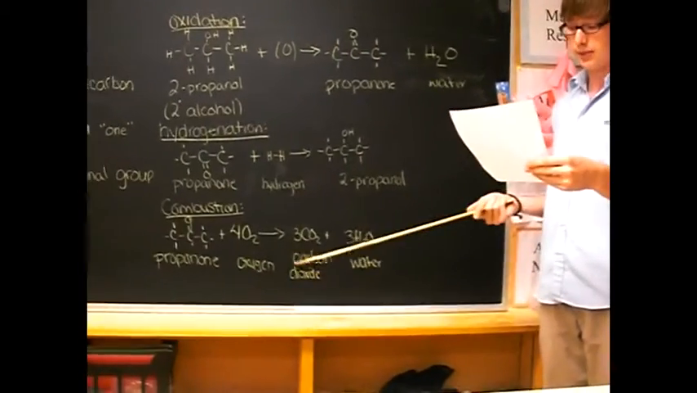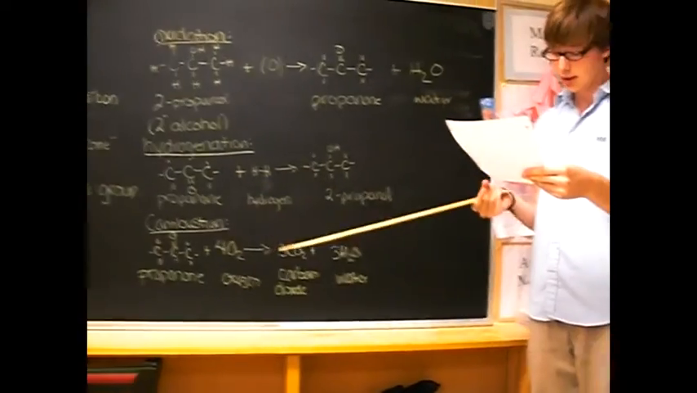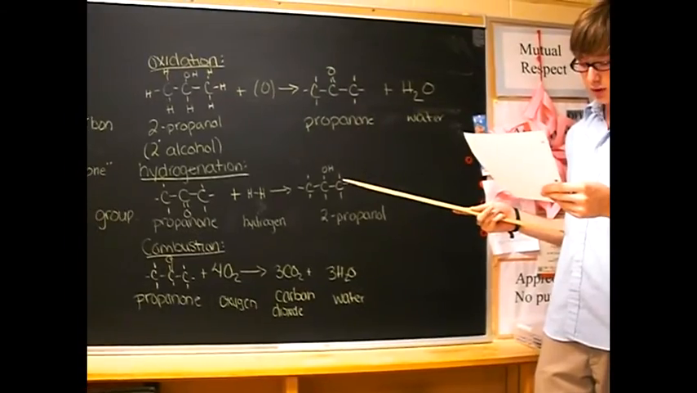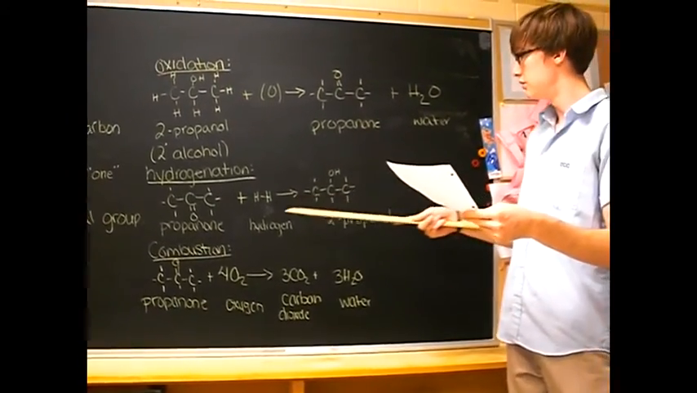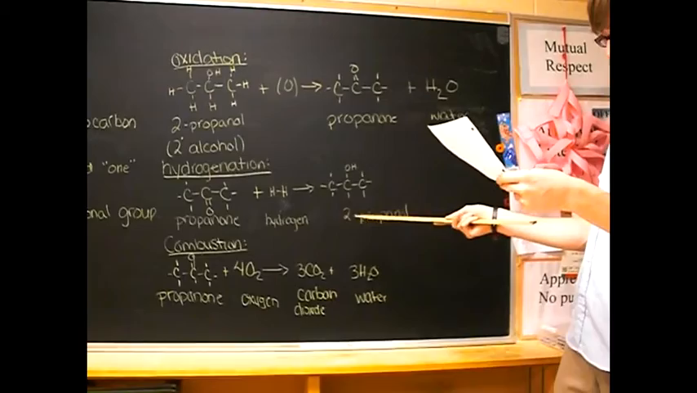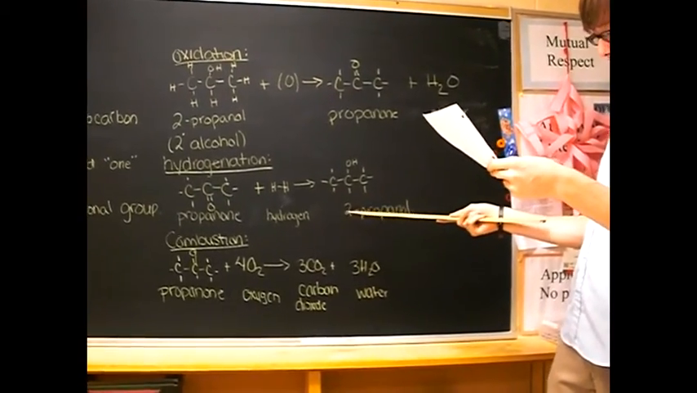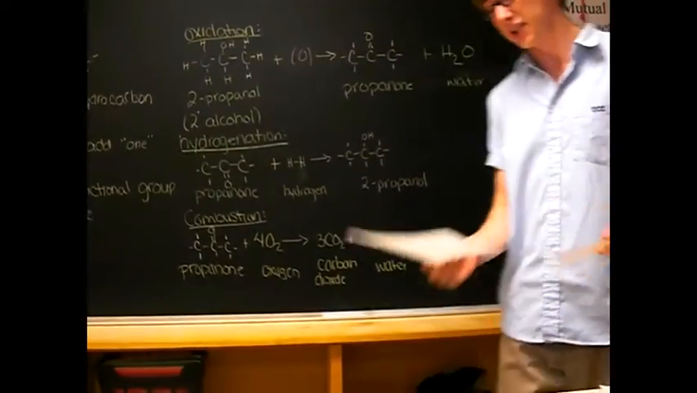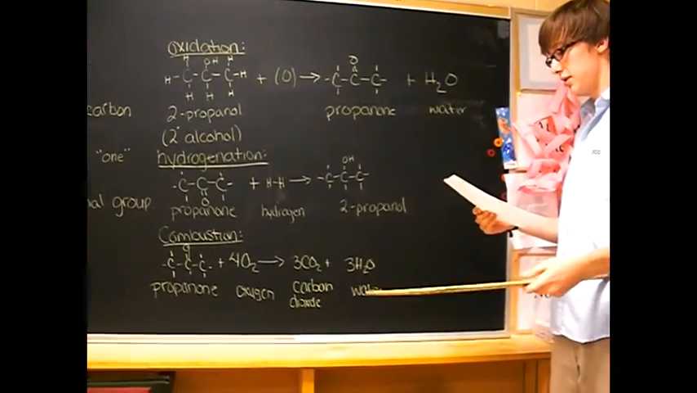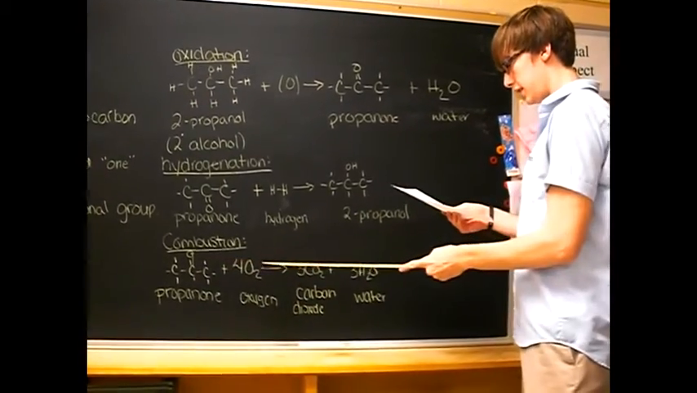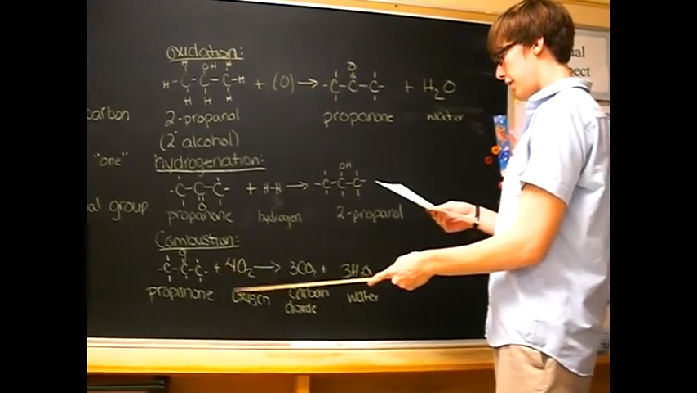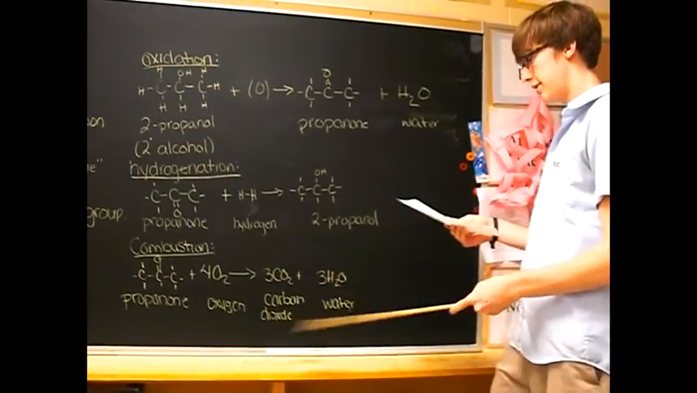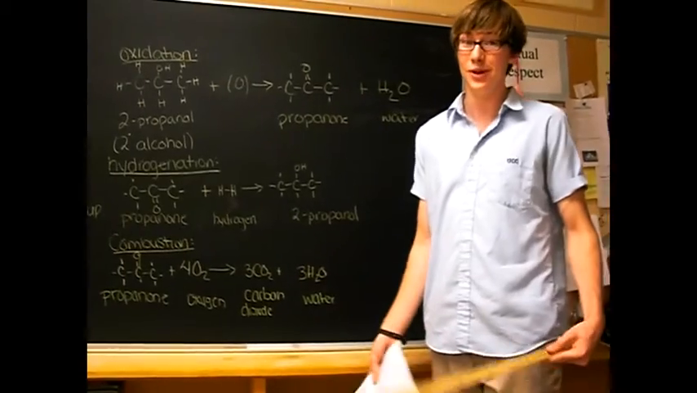This can be reversed by a process of hydrogenation. This process adds hydrogen atoms, so a ketone plus hydrogen turns into a second-degree alcohol with the addition of heat or a catalyst. The final reaction we can do is combustion. This is noted here, and this is where oxygen is added to a ketone to make carbon dioxide and water. And that's all there is to know about ketones.